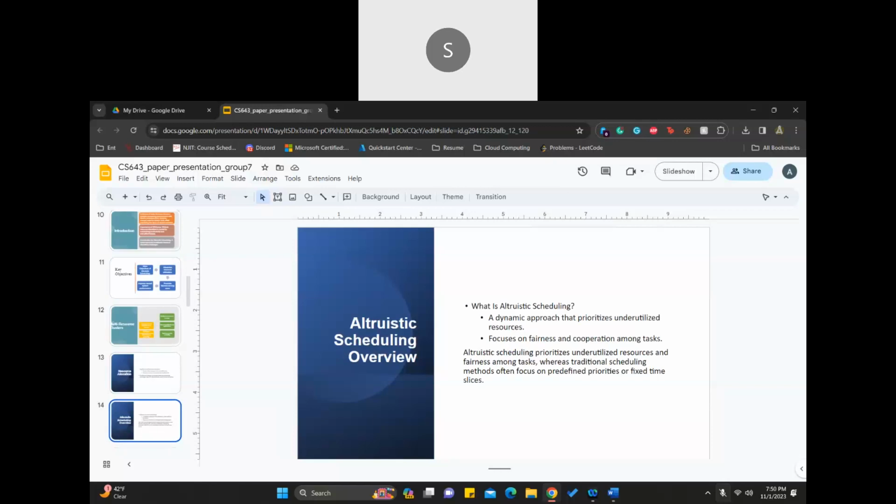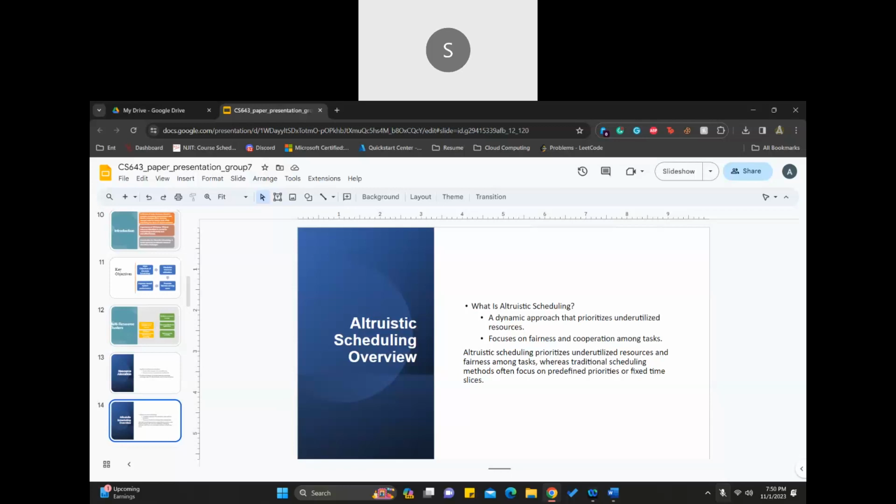Slide number 14. We have the altruistic scheduling overview. So what is altruistic scheduling? A dynamic approach that prioritizes underutilized resources, focusing on fairness and cooperation among tasks. Altruistic scheduling prioritizes underutilized resources and fairness among tasks, whereas traditional scheduling methods often focus on predefined priority or fixed time slices.